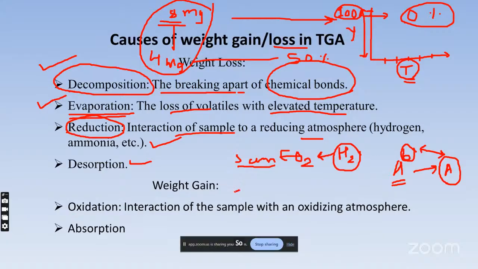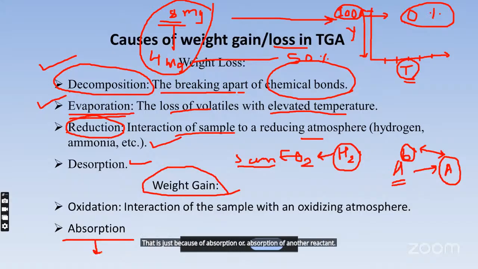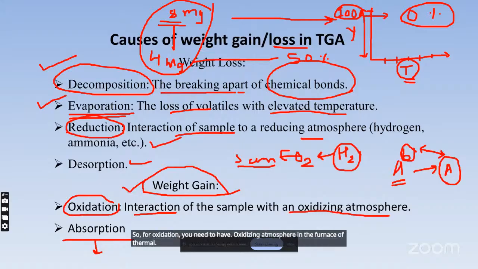So in some cases, in TGA we can get weight gain. That is just because of absorption of another reactant in your sample, or if one of the elements in your sample gets oxidized, the weight will be increased. We will have some examples of this kind. So for oxidation you need to have an oxidizing atmosphere in the furnace of the thermogravimetric analyzer.